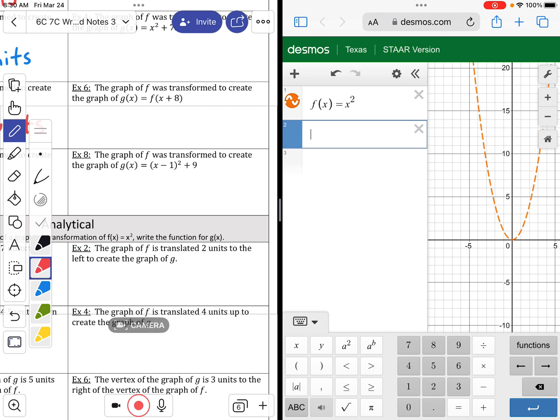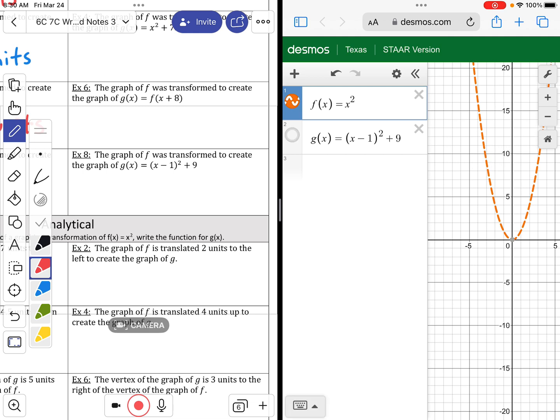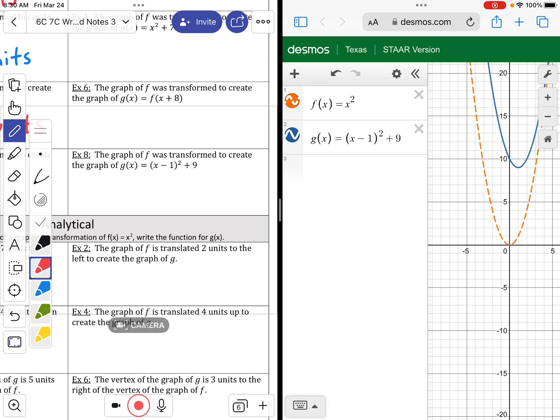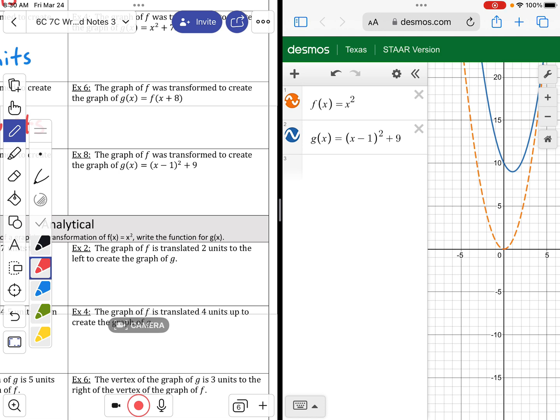So one last one on example 8. The graph of f was transformed to create this new function, g of x equals (x minus 1) squared plus 9. All right, okay, so we have a little bit more fancy here. So let's see. From the orange, the OG, to the blue, click on the vertex. Continue clicking on the vertex. What happened? Now, this one is not straight up and down, left and right. But you know it did go up, and then it also moved to the right. So we're just going to use 2 descriptors here.